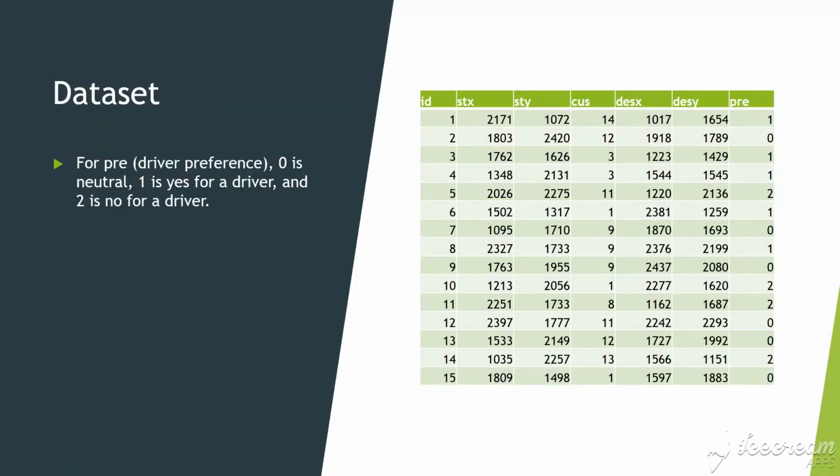And here's my own data set. The first column is the ID, and it's already in sequential order. The second and third are the XY coordinates of a starting point. Fourth is the customer number. Fifth and sixth are the XY coordinates of the customer's destination. And seventh is the preference. 0 represents neutral, 1 represents yes for a driver, and 2 is no for a driver.